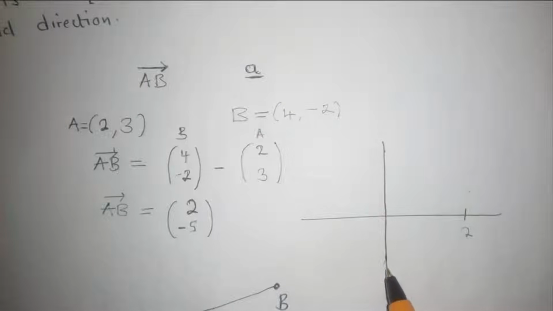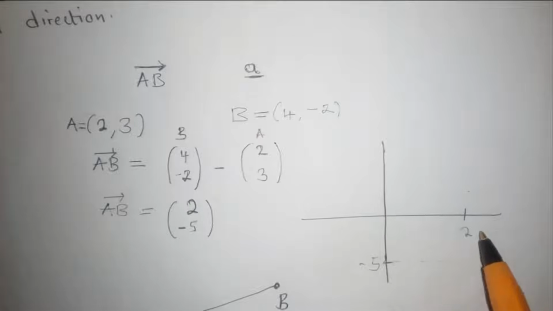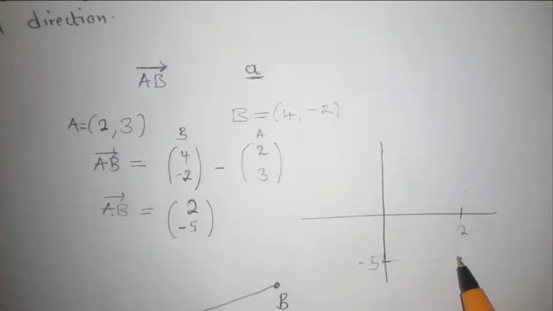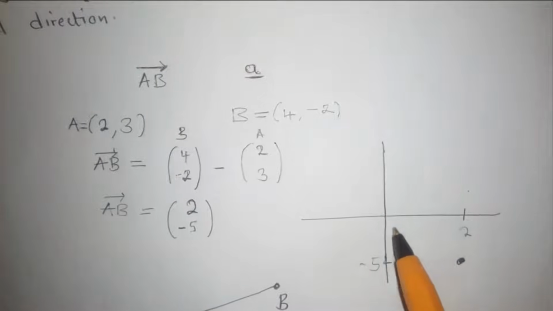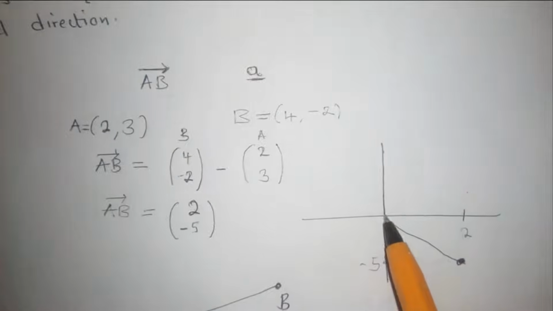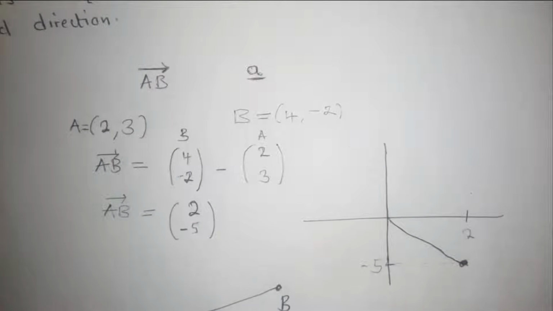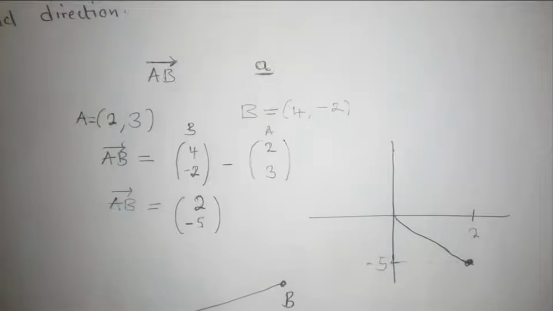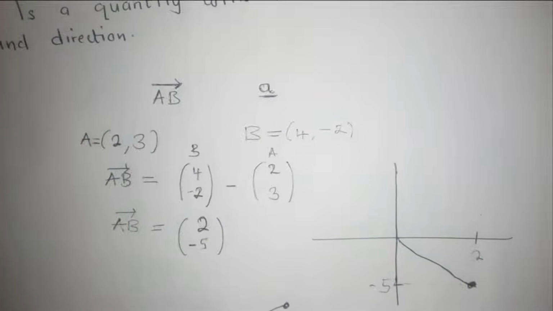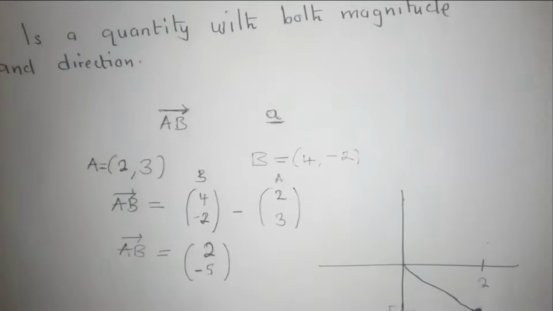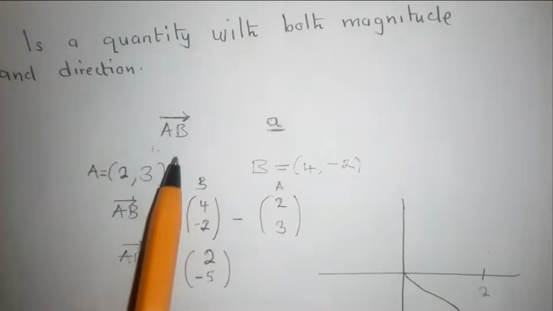So meaning it's coming somewhere here. That's where negative 5 is. So this one will look like this. So this is where they are meeting. So this is the vector we're talking about, this one over here. Okay. Hopefully it makes sense. But my idea here was just to show you how to find this vector.